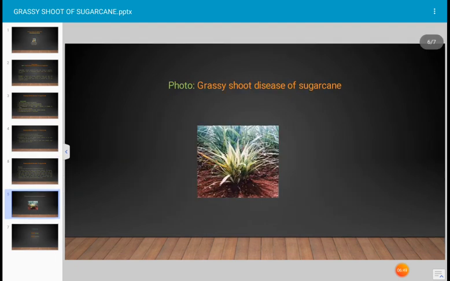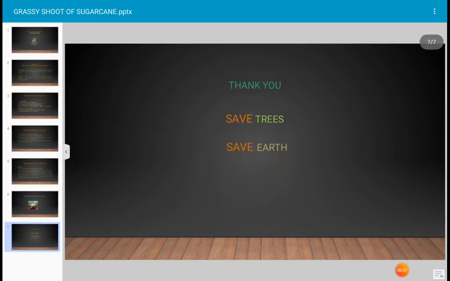This is the photograph of grassy shoot disease of sugarcane, which is caused by a phytoplasma. Thank you very much. This is all about the practical. You have seen the demonstration of the practical of grassy shoot disease of sugarcane. This information is up to undergraduate level, for undergraduate students. Okay, thank you very much. Save trees, save earth.